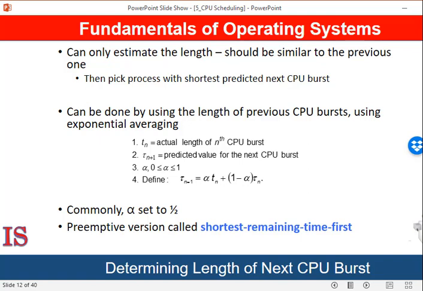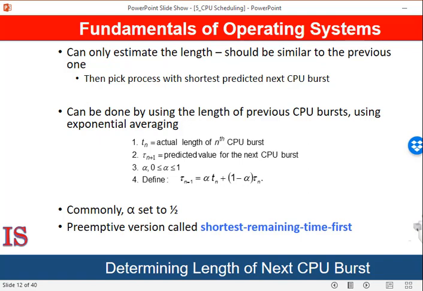One approach to this problem is to try to approximate shortest job first scheduling. We may not know the length of the next CPU burst, but we may be able to predict its value. We expect the next CPU burst will be similar in length to the last one. By computing an approximation of the length of the next CPU burst, we can pick the process with the shortest predicted CPU burst. The shortest job first algorithm can either be preemptive or non-preemptive.